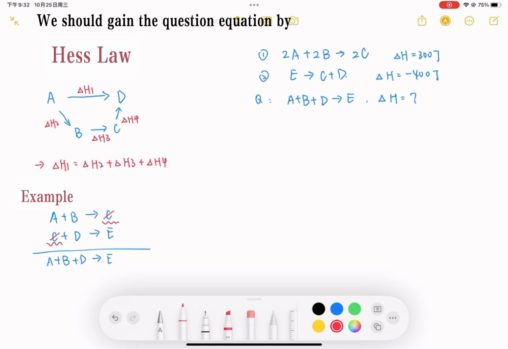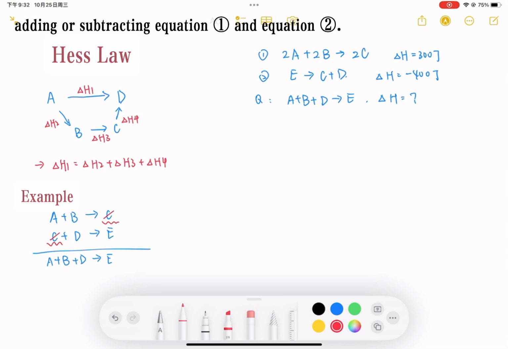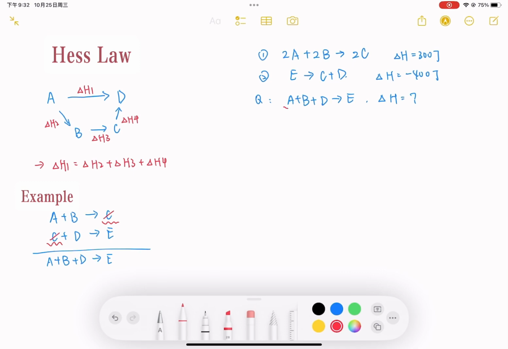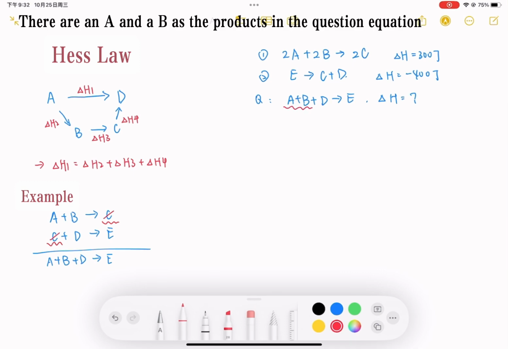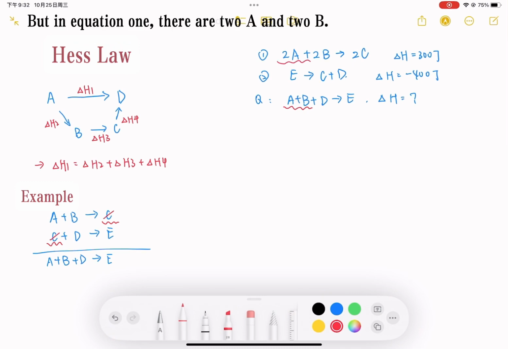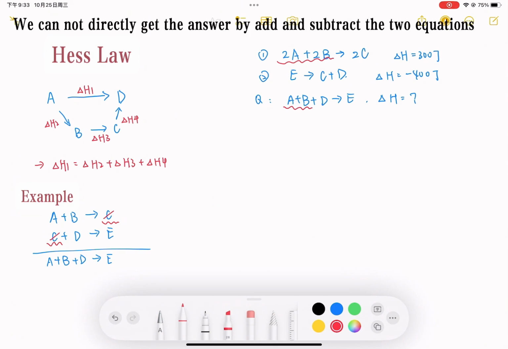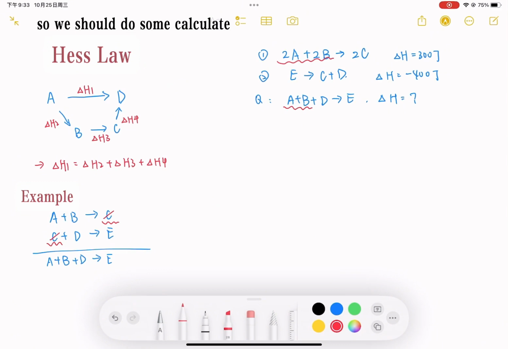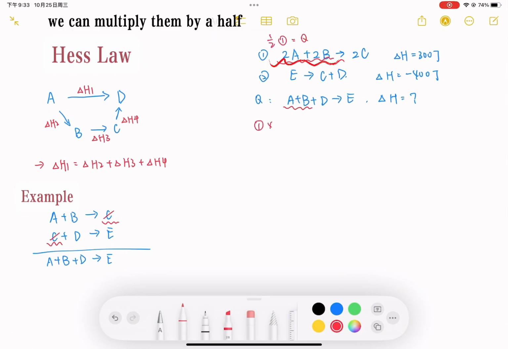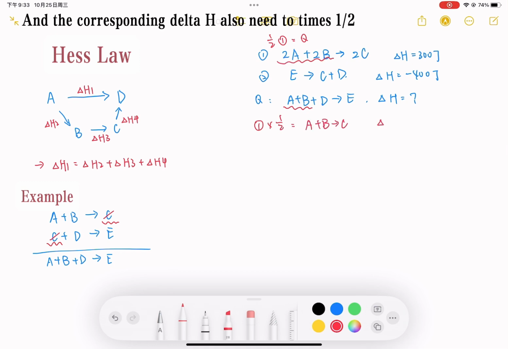We should get the question equation by adding or subtracting equation 1 and equation 2. There are an A and a B as the products in the question equation, but in equation 1 there are two A and two B. We cannot directly get the answer by adding and subtracting the two equations, so we should do some calculation. We can multiply them by a half. And the corresponding delta H also needs to be multiplied by a half.